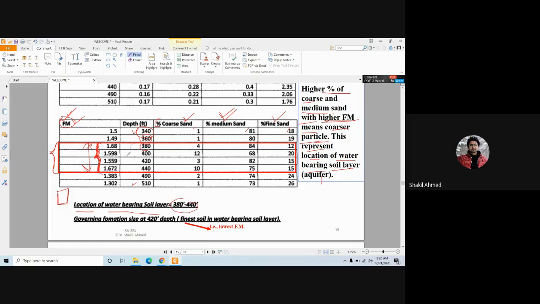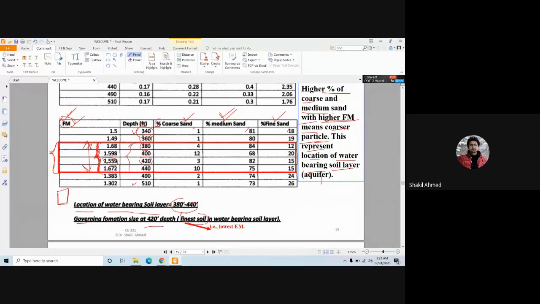Now, within this aquifer, the particle size is not the same at 380 feet, at 400, at 420, and 440; they have different FM. If I ask you, in this aquifer layer, which soil has the smallest size? How do you determine this? By FM. The layer which has the lowest FM has the smallest size, right? And that is 1.559. Yes, sir. So that's at 420 feet. So the governing formation size is at 420 feet depth, lowest FM, finest soil layer.